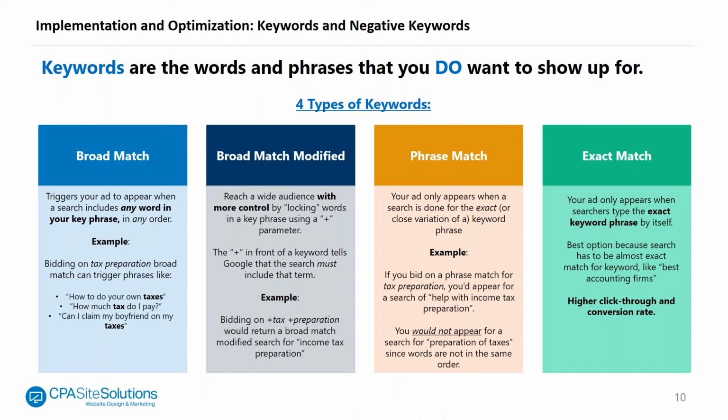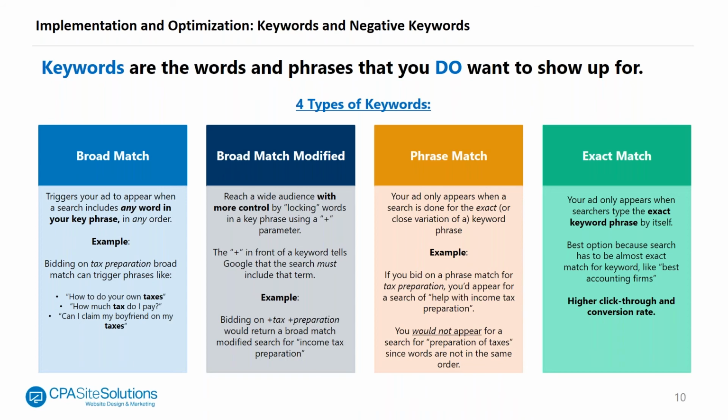Now it can be in any order, but tax and preparation has to show in someone's query for your ad to trigger. It can give you a lot of the benefits of broad match because you can reach a wide audience, but it can also cut out some of the wasted spend, as you see in the previous example, like how much tax do I pay and can I claim my boyfriend on my taxes?